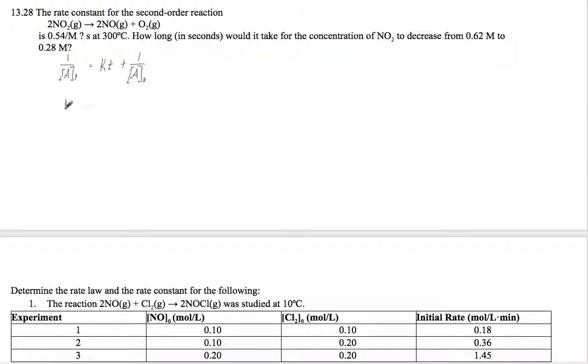So we have 1 over 0.28 equals the constant, which is 0.54, times t, plus 1 over the initial, which is 0.62. We end up with the time equal to 3.63 seconds. And there we go.